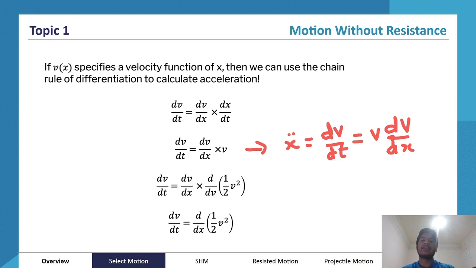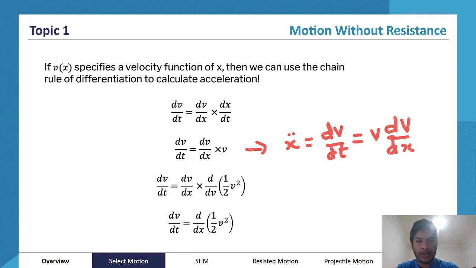That involves v's and x's. There is another expression that we can come up with, which also includes v's and x's. You might be wondering why that's useful, but we'll potentially cover a few examples in which we're going to have to use that expression, and that's going to hopefully make it more obvious why we do this. So we get dv dt equals dv dx times d dv of half v squared.